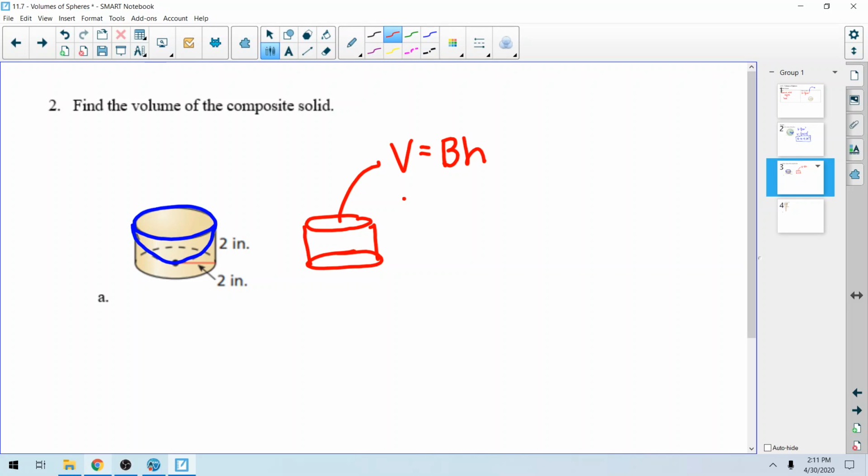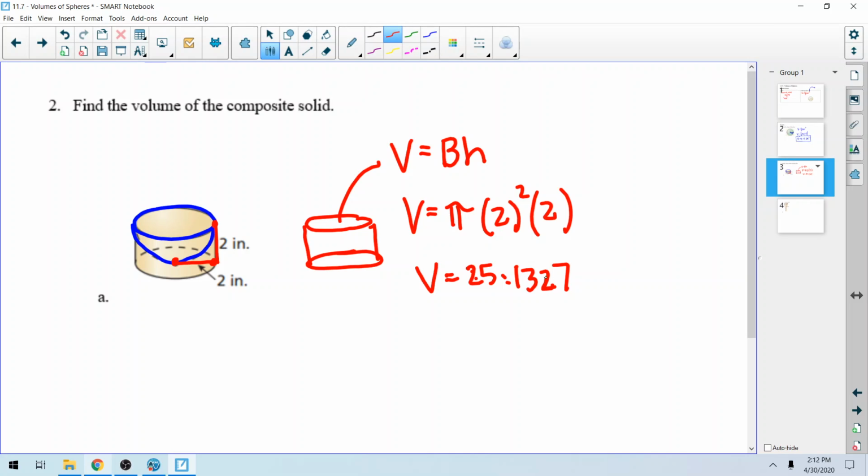Okay, so the volume, area of the base is a circle. So pi r, which is 2, squared, times the height of the cylinder, which is 2. So volume equals, grab your calculator, pi times 2 squared times 2, which is 8 pi, which is the same as 25.1327.